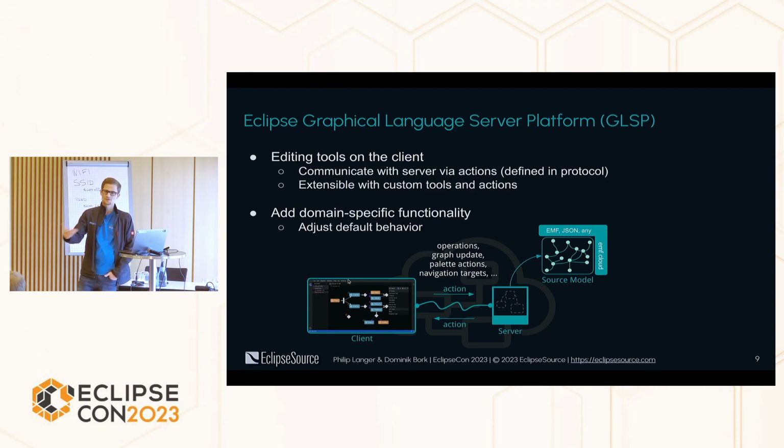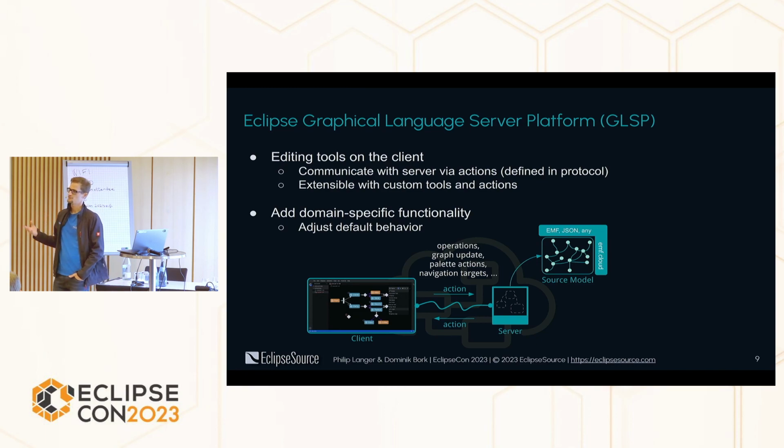Of course, then you want to interact with this diagram, and therefore the client framework has a set of editing tools. You can think of them as keyboard and mouse listeners, essentially, that transform these UI events into actions that can then be sent back to the server in order to, for instance, change the model and so on.